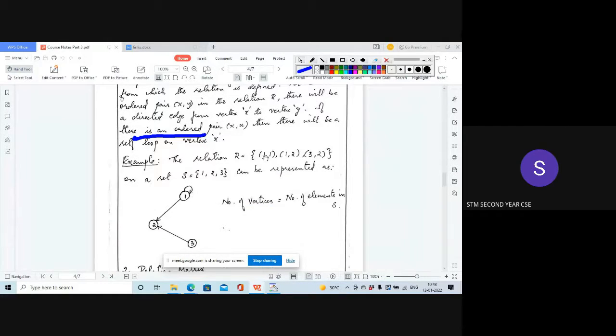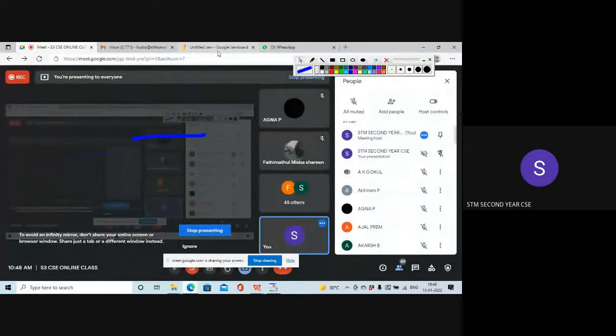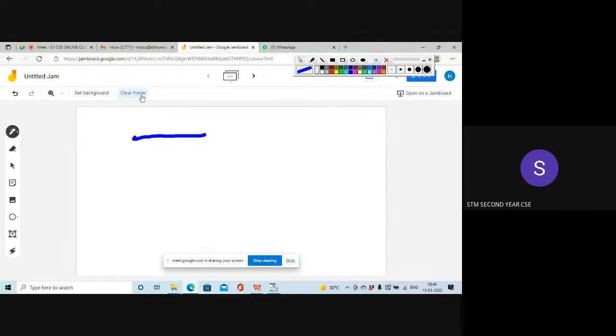Suppose you have a relation R equal to {(1,1), (1,2), (3,2)} defined on a set S equal to {1, 2, 3}.